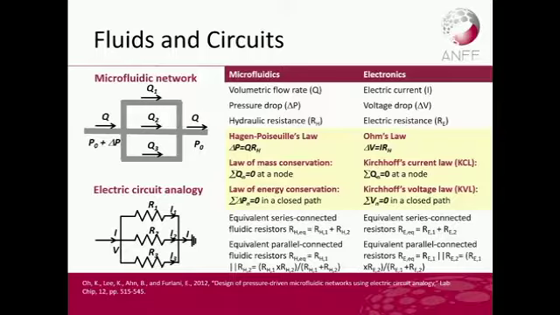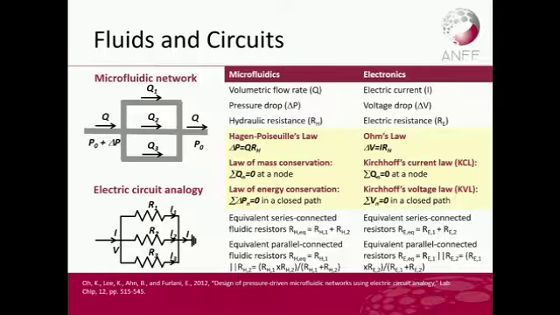If you look into the details, the law of mass conservation is basically that the sum of flow rate into a node is 0. So this here is a node. This here is a node. If we look at this node here, the sum of flow rate into that node is 0. So basically, this flow rate minus this flow rate minus this flow rate minus this flow rate should be 0. Over this node here, this flow rate plus this flow rate plus this flow rate minus this flow rate should be 0.